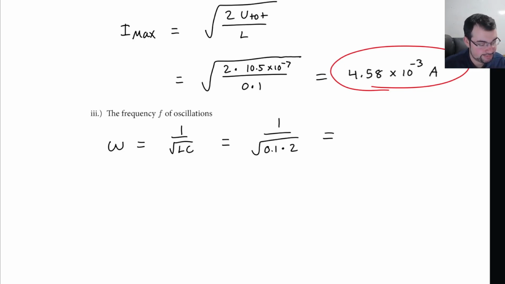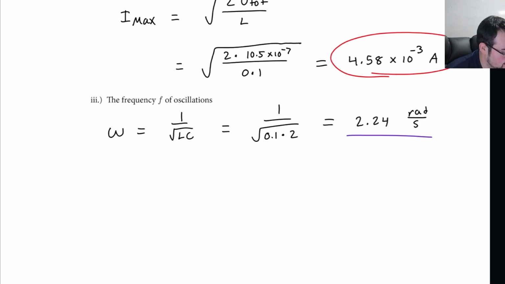L is 0.1. C is 2. We get 2.24 radians per second. So this does not tell you how many cycles you're completing. This tells you how many radians you're completing per second.